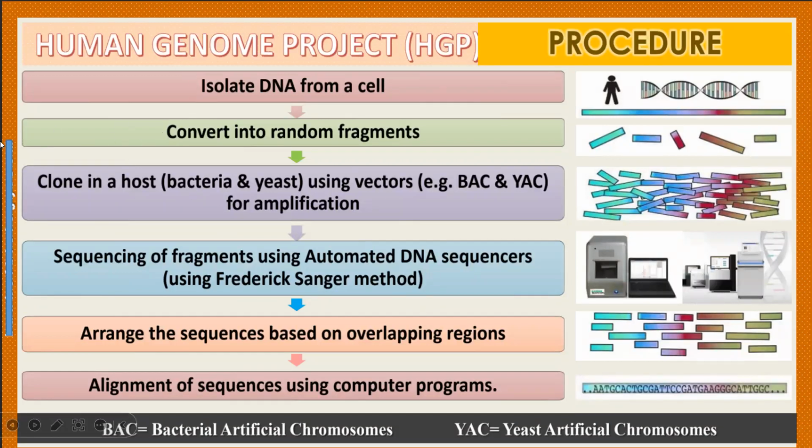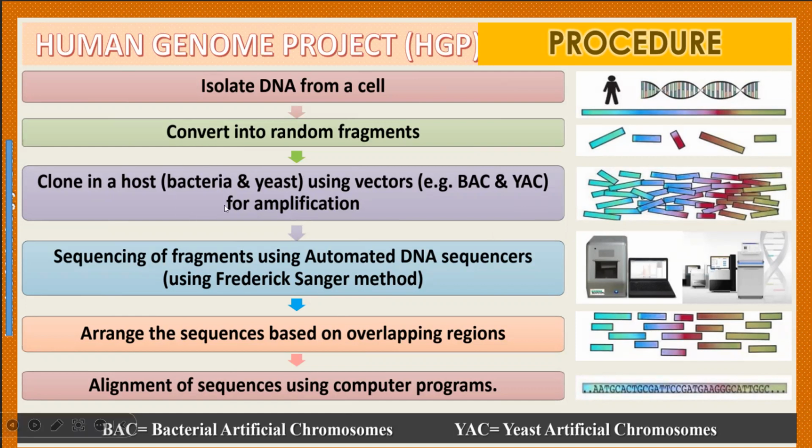First is to isolate DNA from the cell. Take a cell, isolate DNA from the cell, then convert it into random fragments. Cut the DNA into different pieces. Then clone in a host, bacteria or yeast, using vectors like BAC and YAC. BAC is bacterial artificial chromosome. YAC is yeast artificial chromosome.